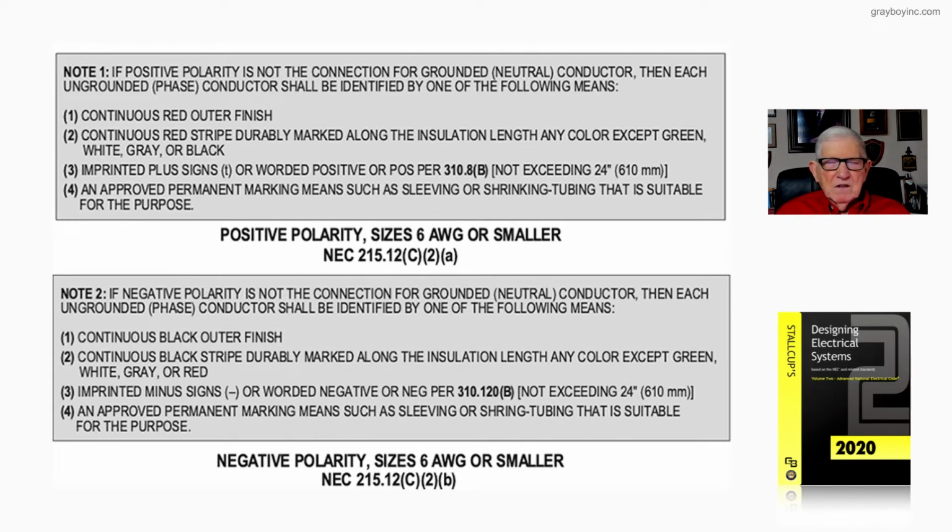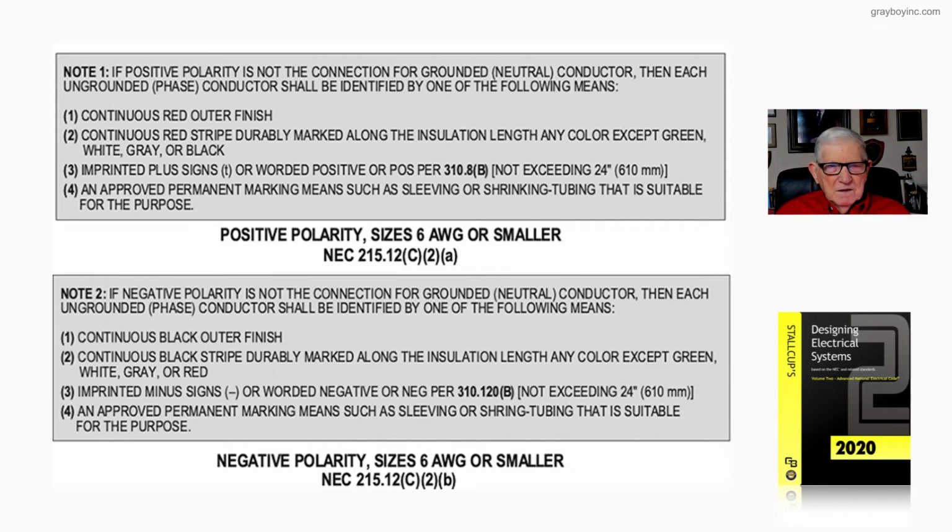Or you could have a continuous red stripe, durably marked along the entire length of the insulation, except green, white, gray, or black. So it's kind of telling you that the positive polarity has to be red. Or you could have an imprint with a plus on it, or you could have positive written on it, or POS, not exceeding 24 inches.